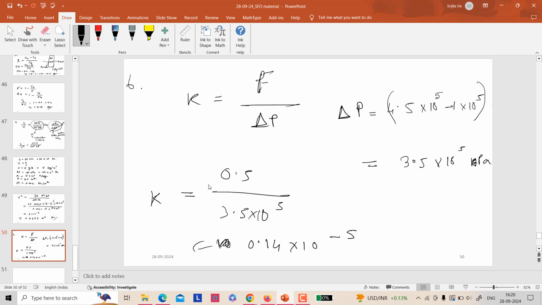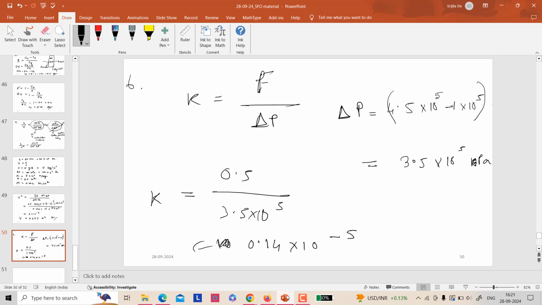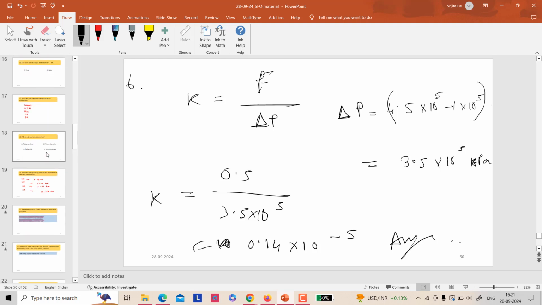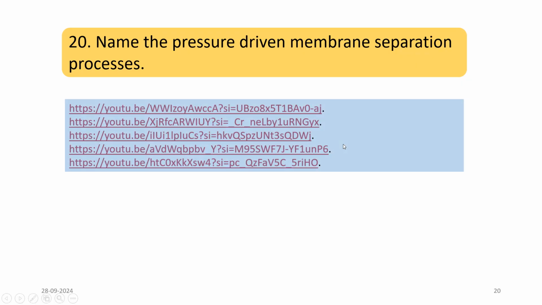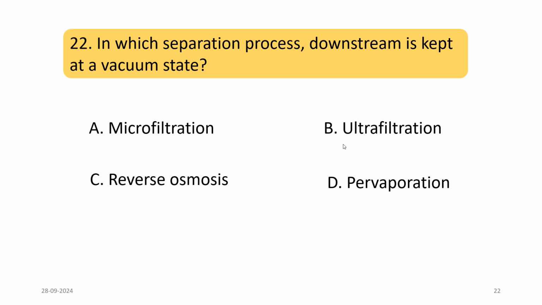Next question. What is the working pressure of electrodialysis? It is 1.01 bar.